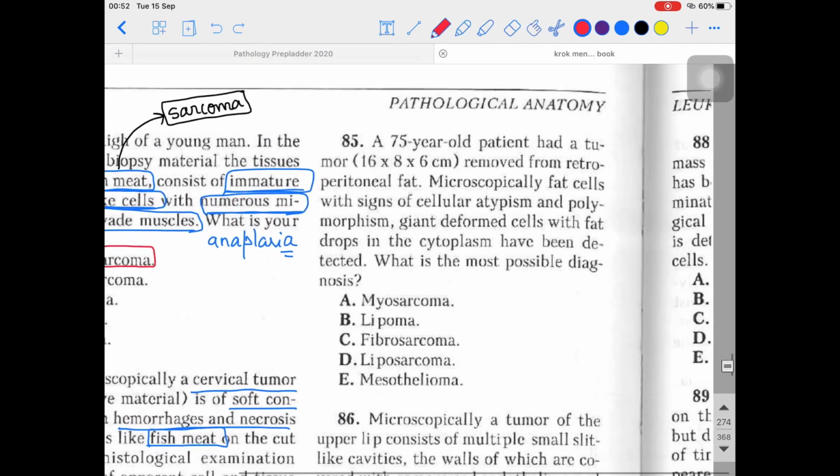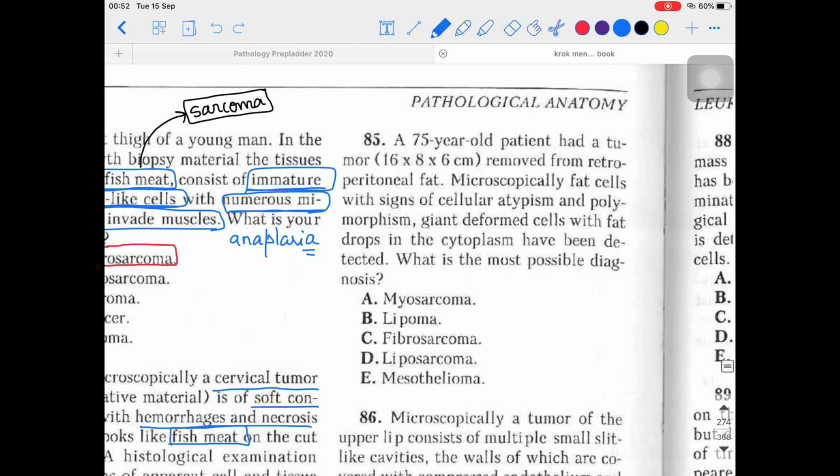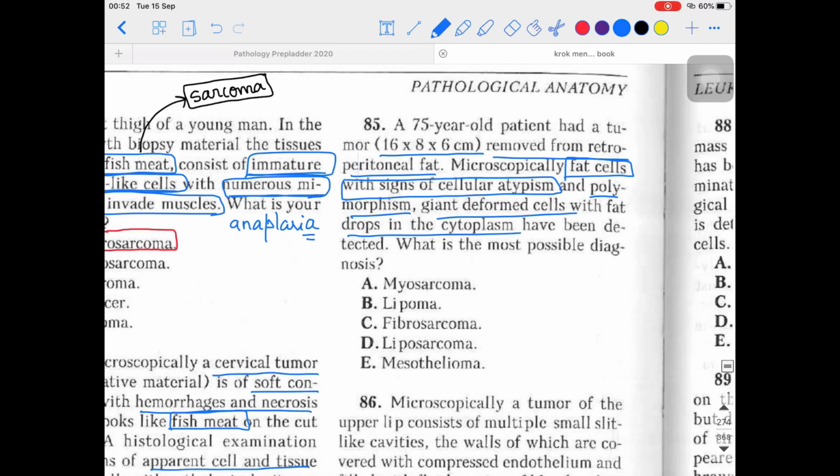Question number 85. A 75-year-old patient had a tumor 16 by 8 by 6 centimeters, so a big tumor, removed from the retroperitoneal fat by the surgeon. Microscopically, fat cells with signs of, look, fat cells again. So fat cells means they must be talking about some kind of lipoma or liposarcoma, depending on whether it is benign or malignant, with signs of cellular atypism. Cellular atypism is giving you the hint about the malignancy, and polymorphism. Again giant deformed cells with fat drops in the cytoplasm. Fat drops means they may be talking about the liposarcoma, because they were talking about the cellular atypism. So a malignancy component will come over here.